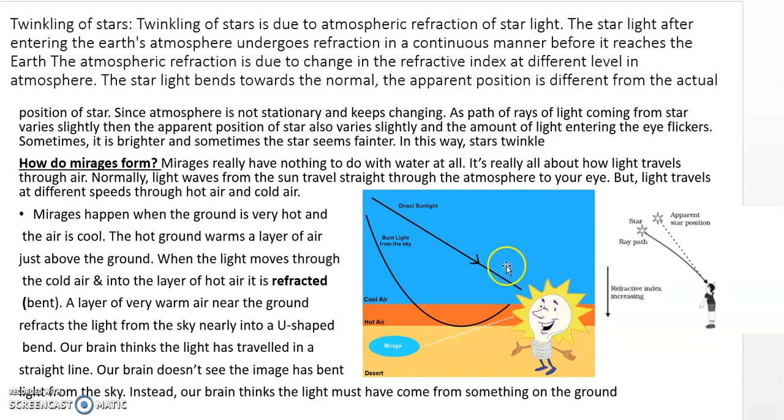Our brain doesn't see that the light from the sky has been bent. Instead, our brain thinks the light must have come from something on the ground. So we feel that it reflects the color of the sky, which is blue, and we feel that there is a pool of water on the ground. So a mirage is one type of illusion. That is called a mirage.